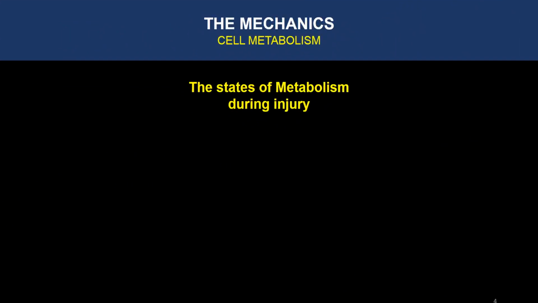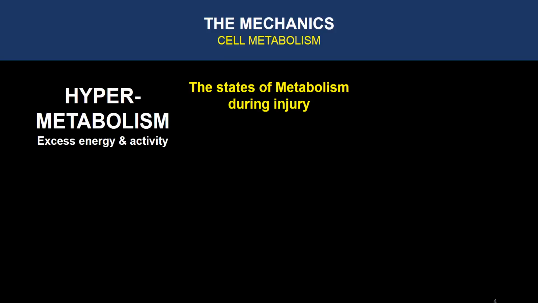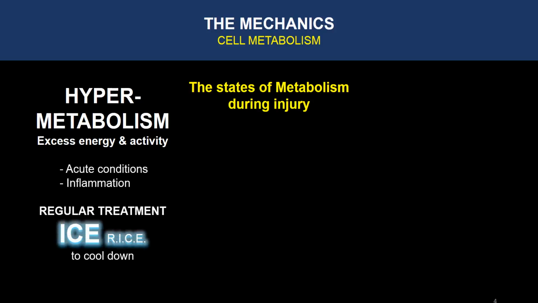And okay, we come to the different states of metabolism during an injury. When you have an injury, we know that there has been a disruption to cellular metabolism. Now one extreme of the disruption is called hypermetabolism, where you have excess energy and activity. We know that sometimes when you have an acute injury, when you go for treatment, we apply ice. So these are acute conditions where you have inflammation.